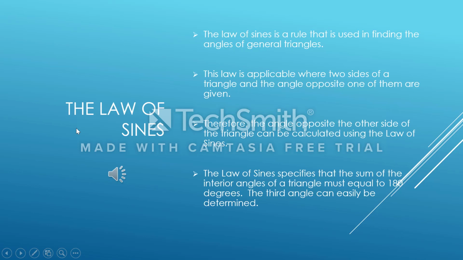The law of sines. The law of sines is a rule that is used in finding the angles of general triangles. This law is applicable where two sides of a triangle and the angle opposite one of them are given. Therefore, the angle opposite the other side of the triangle can be calculated using the law of sines. The sum of the interior angles of a triangle must be equal to 180 degrees, so the third angle can easily be determined.